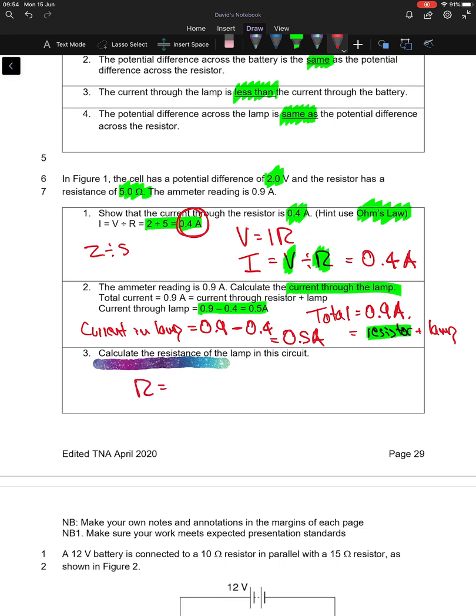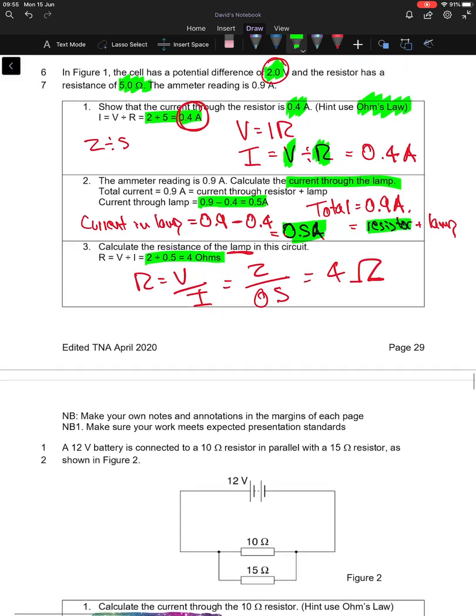Calculate the resistance of the lamp in this circuit. So R equals V divided by I. So what is V? We should see. It's 2. What is I in the lamp? It's 0.5. Divide them. 2 divided by 0.5 is going to give you 4. And if it's resistance, it's ohms. And you'll see, there's your answer.